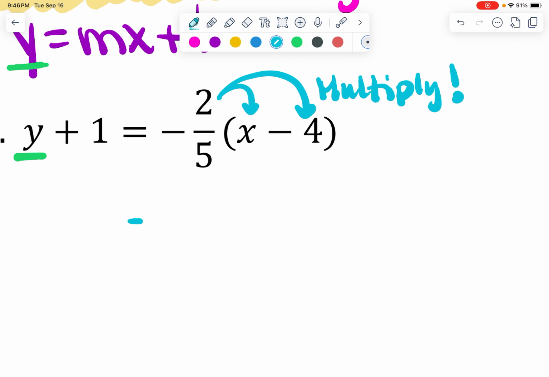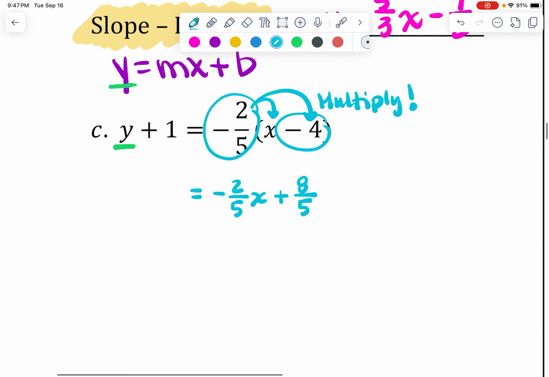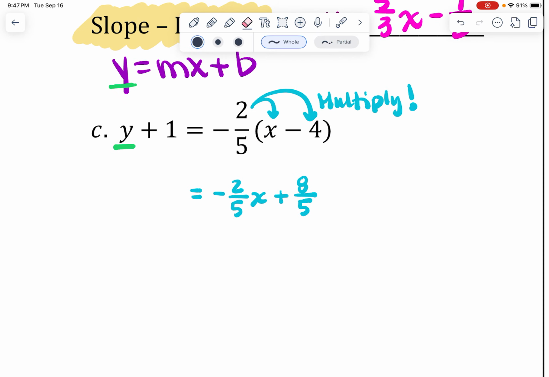All right, so here we go. -2/5 times x is just -2/5 x. And then it's -2/5 times -4. Again, type it in your calculator if you need to, right? But that's a negative times a negative, which makes it a positive. And 2/5 times 4 is going to give me 8/5. Again, is that friendly? No, but it's okay. And you have a calculator to use, so no biggie. And I'm just going to bring down my y plus 1.